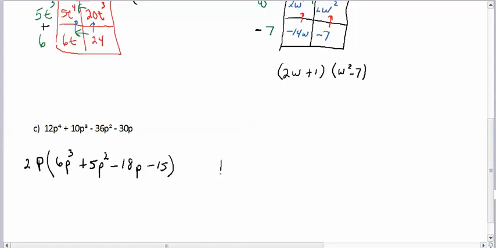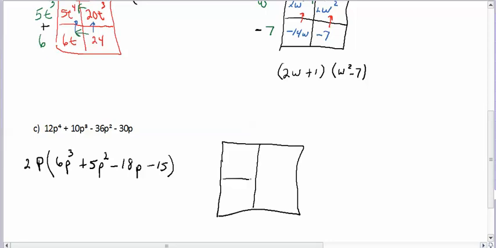Now I'm going to set up my box. It's a 4-term trinomial. The first term is going to go in here, the 6p to the third. The second term goes in here, 5p to the second. The third term goes in here, 18p. And the last term goes in here, negative 15.